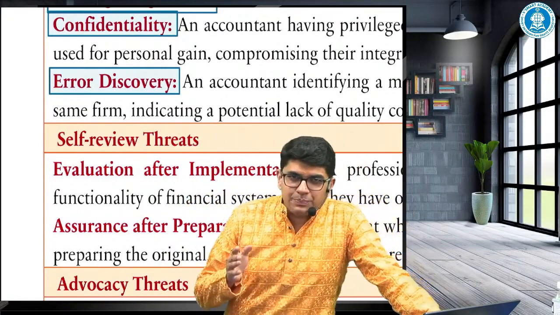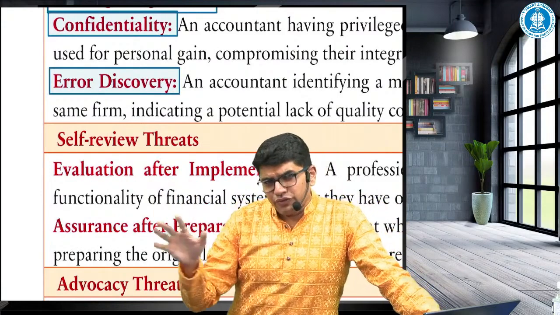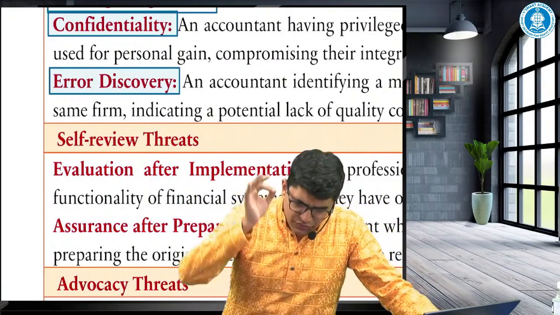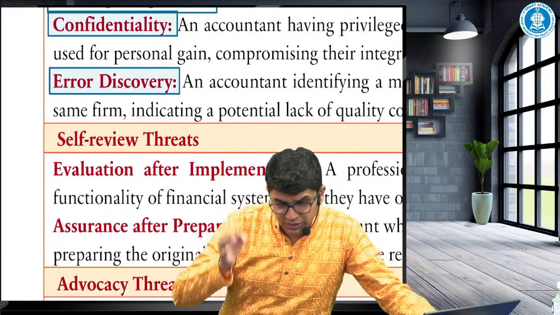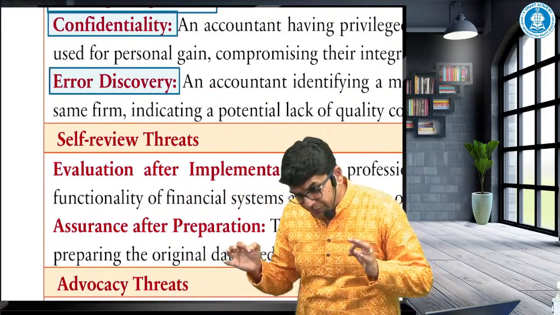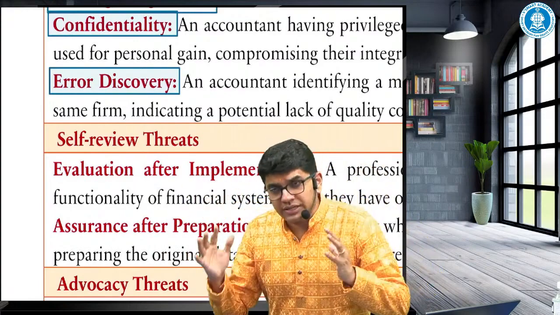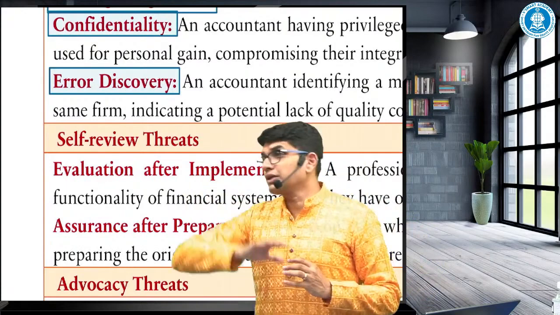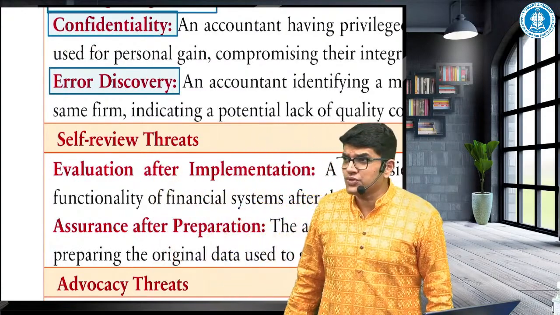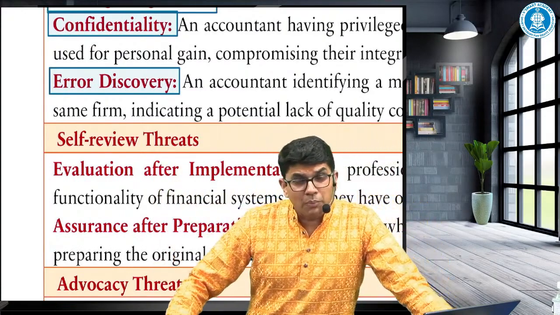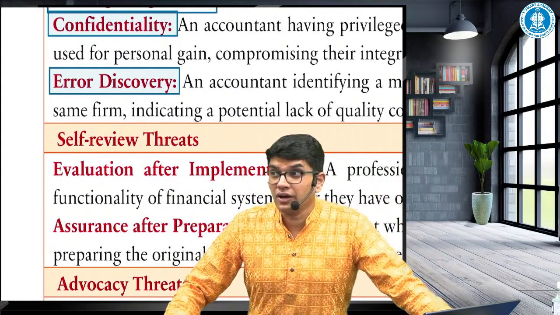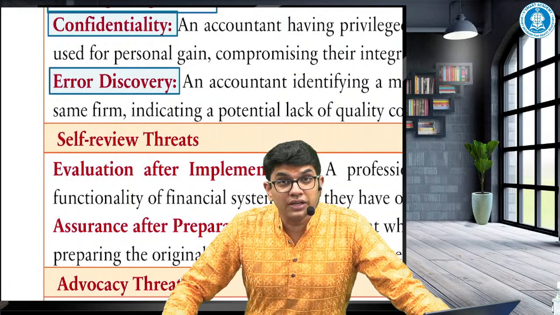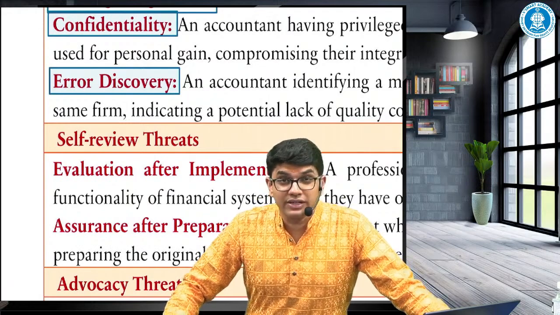Let's freeze, guys. Let's again freeze. There are five examples. Any situation which creates pressure on the chartered accountant that he protects his personal benefits, protects his benefits, and compromise with professional ethics, okay? With professional ethics, it will be called as self-interest threat.